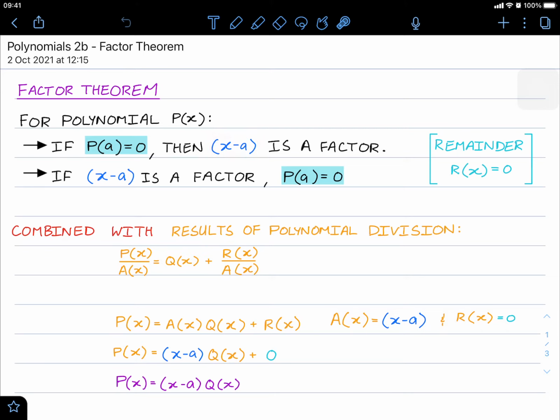Conversely, or the other way around, if x minus a is a factor, and we substitute a into the polynomial, then we should get a remainder of 0, or a function value of 0.